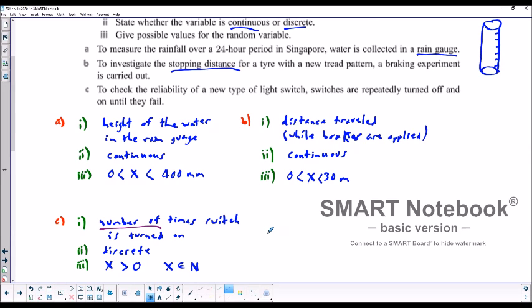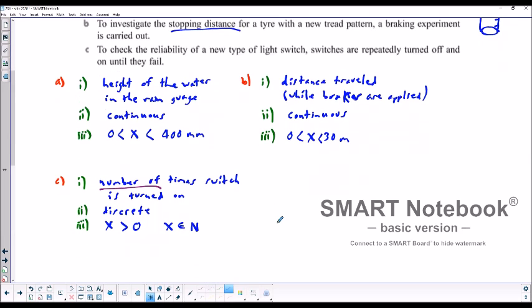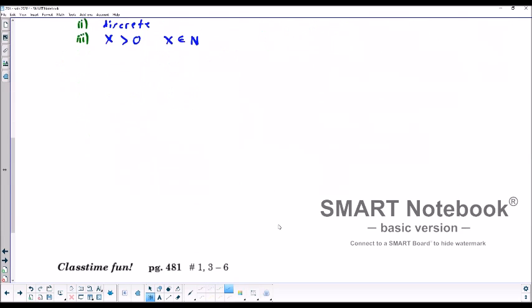So that is, in a nutshell, discrete variables. And here's some work down here at the bottom that we can look at.